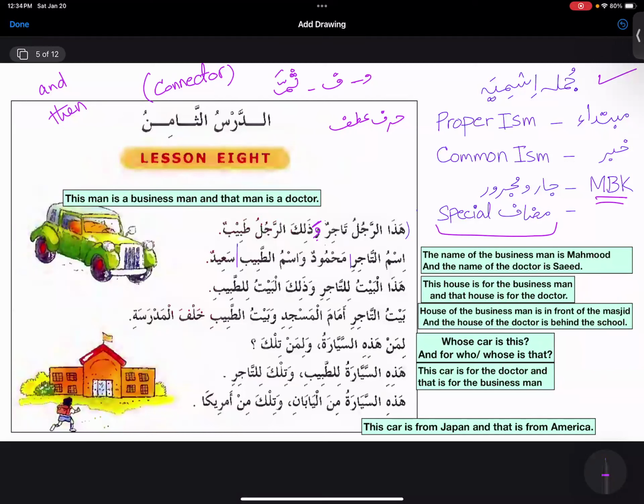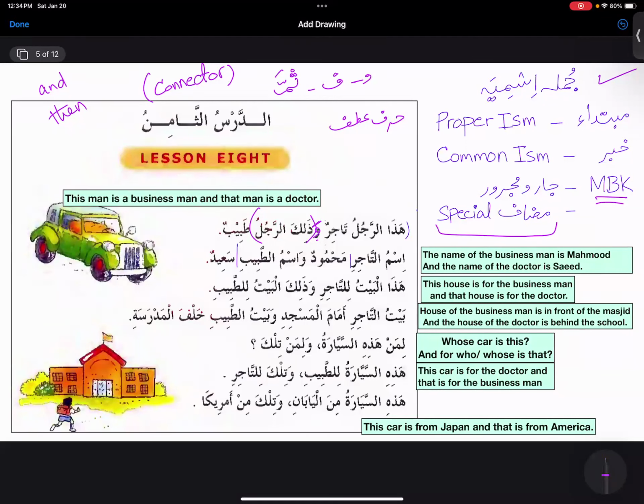So now, zalika. What is zalika? Ismul ishara lil ba'id. And what is Ar-Rajulu? Musharun ilayhi. So basically it means they are one bucket. They are together, Muqtada. They are chained together. Right? So this is Muqtada.